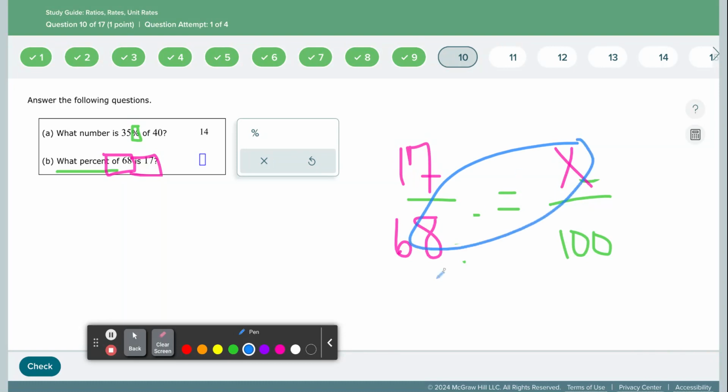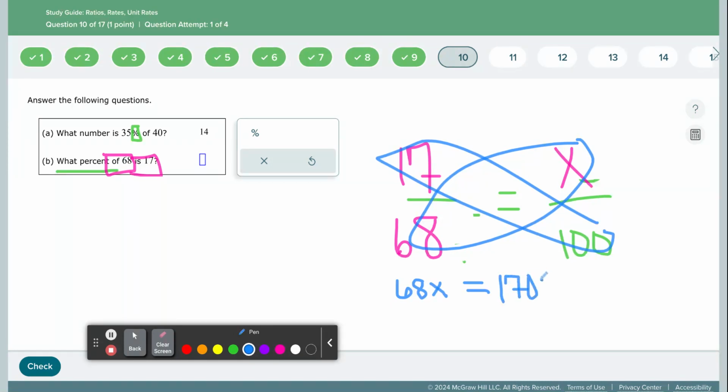Again, I always start with my variable. So I can't actually solve 68 times x because I don't know what it is, right? I don't know what x is, but I can write 68 times x, right? And then the other direction, when I cross multiply, 17 times 100 is 1,700. Okay, I just took my 17 and plop on those two zeros. That's my little shortcut.